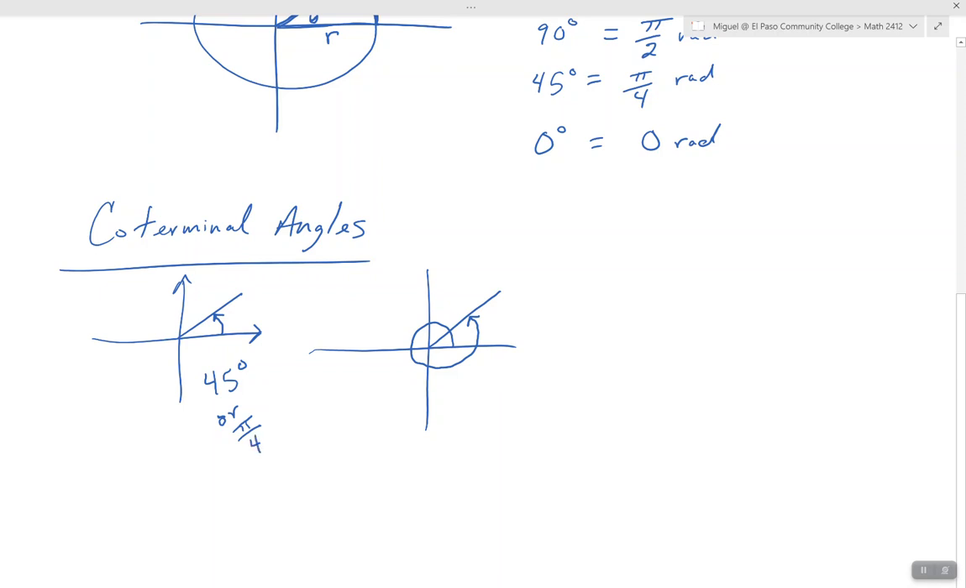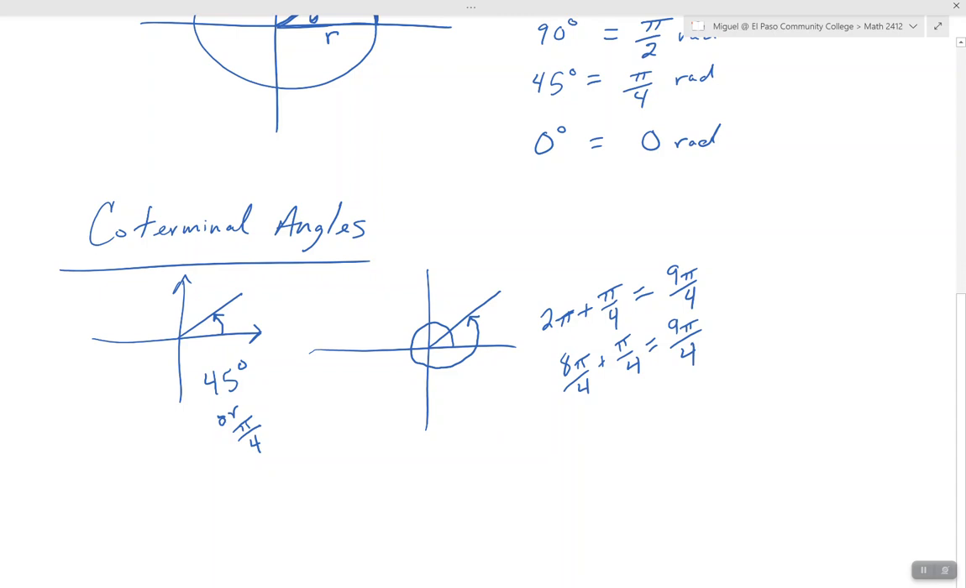But this one, because I went all the way around first, that's already 2 pi. Plus, I went pi over 4 more to get to that same ending, same terminal side. So that would be this much. What would this be if I add these together? 9 pi over 4. Good, so the 2 pi basically becomes 8 pi over 4, and this is already pi over 4. They already have the same denominator there, in case you're wondering how I got there.